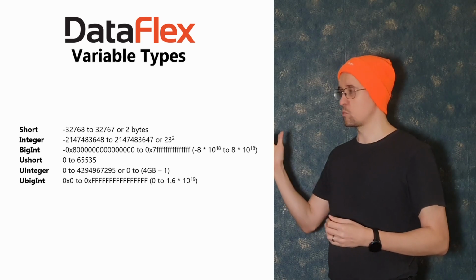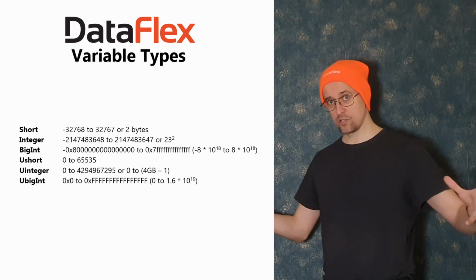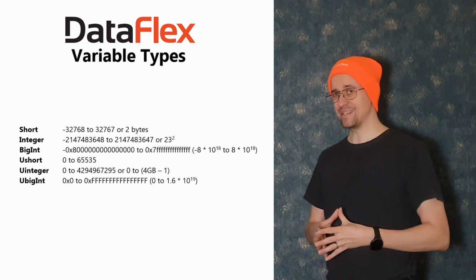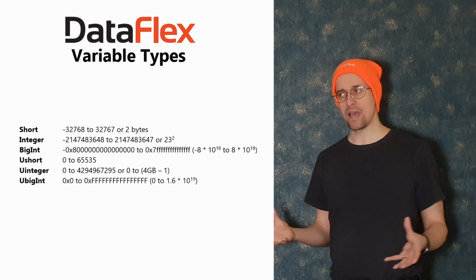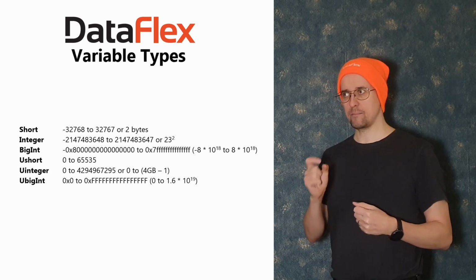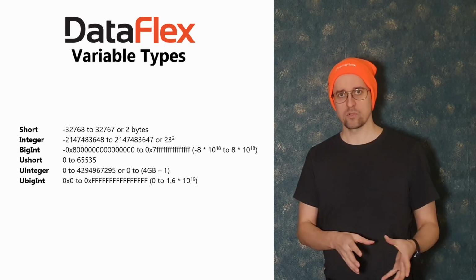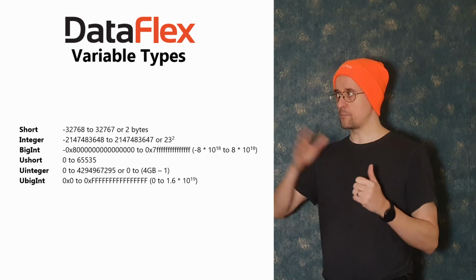So you have short, which is a smaller number than an integer. If you want a really large integer, you can go for big int, and then you probably have enough numbers. You also have the unsigned, and that means that it does not contain the negative numbers. It only contains from 0 and up to positive numbers.